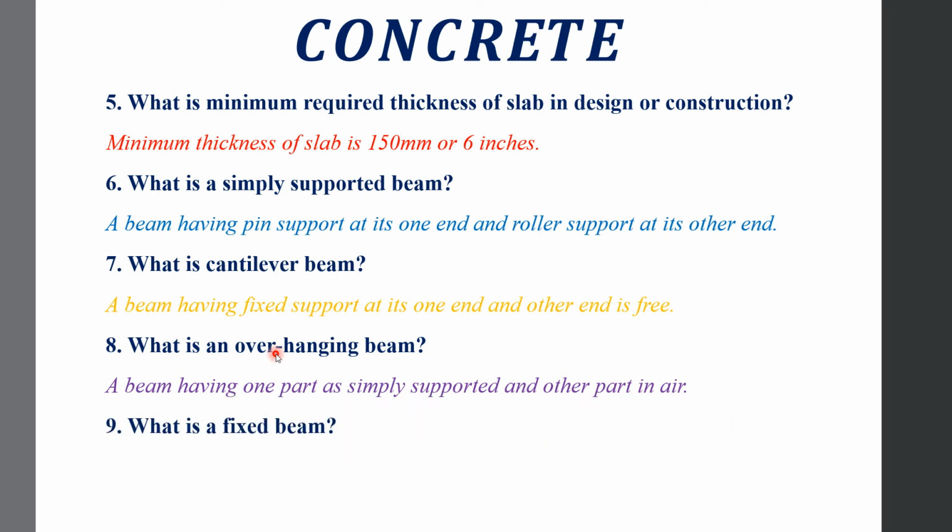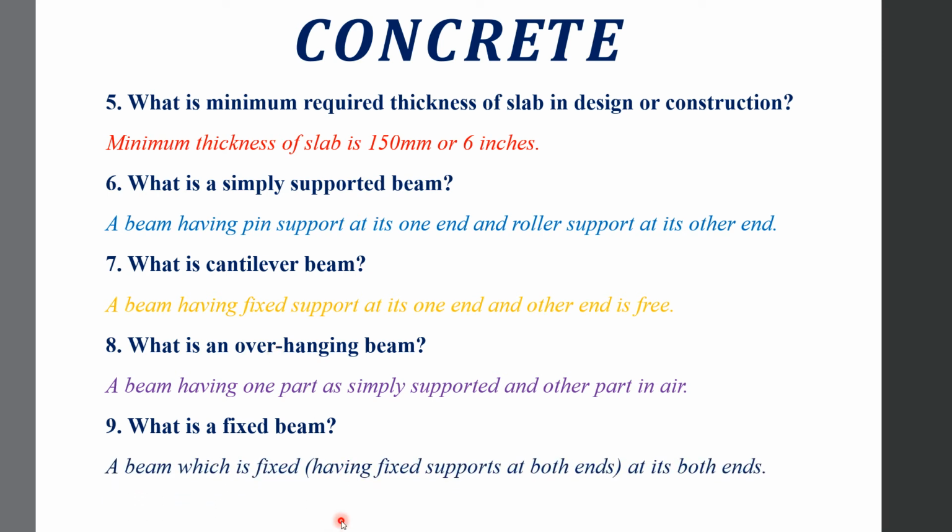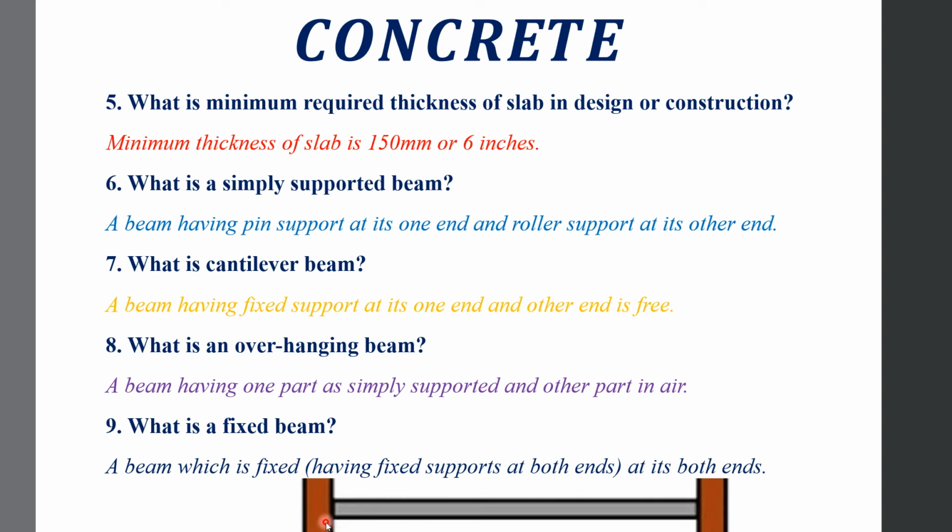Number nine is a fixed beam. As the name suggests, a fixed beam is a beam having both supports at its ends as fixed supports. A beam having fixed support at both ends is known as a fixed beam. So you can see here it is a beam, it has two ends. Suppose this is one end, this is the second end, and at this end there is a fixed support, and at this end there is also a fixed support. So this is known as a fixed beam or a fixed ended beam.